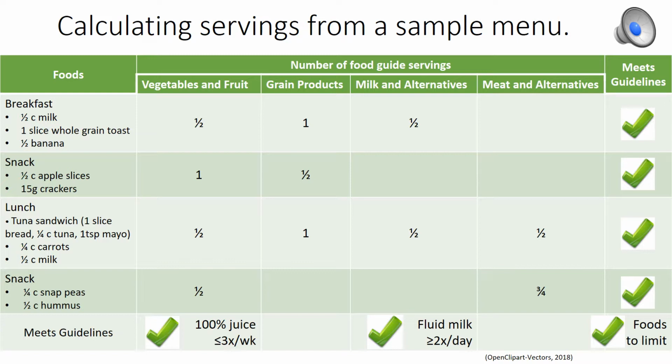At snack, in the afternoon, we have a 1/4 cup of snap peas, which counts as half a serving of vegetables and fruit, and half a cup of hummus counts 3/4 of a serving of meat and alternatives. We have 2 different food groups, including 1 serving of vegetables and fruit from the snack in the afternoon. Therefore, we've met guidelines.